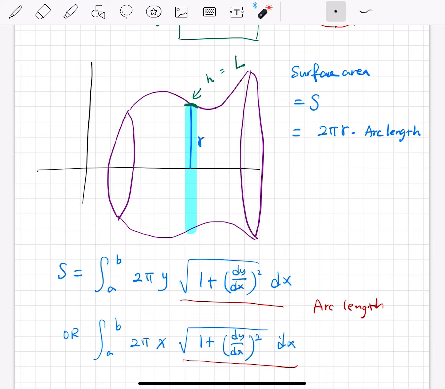And that's pretty much it for section 2.4.